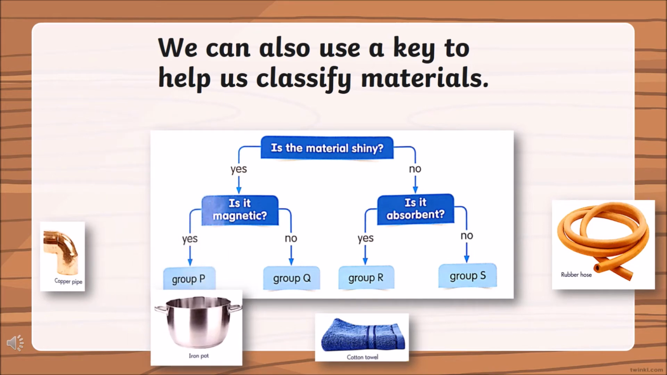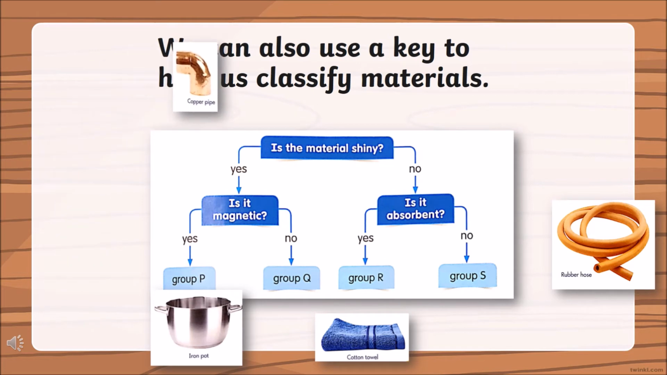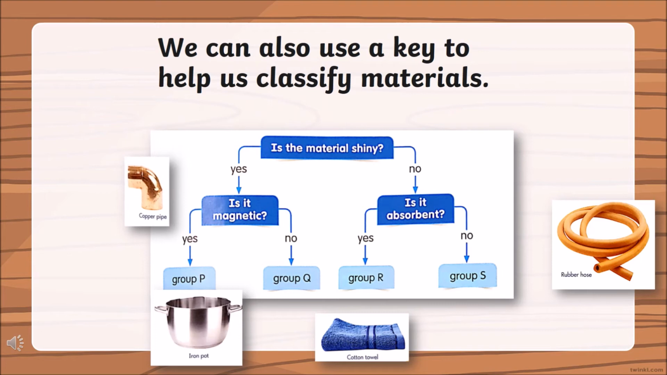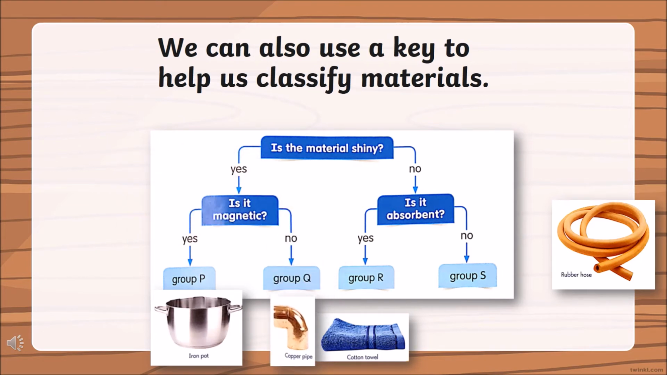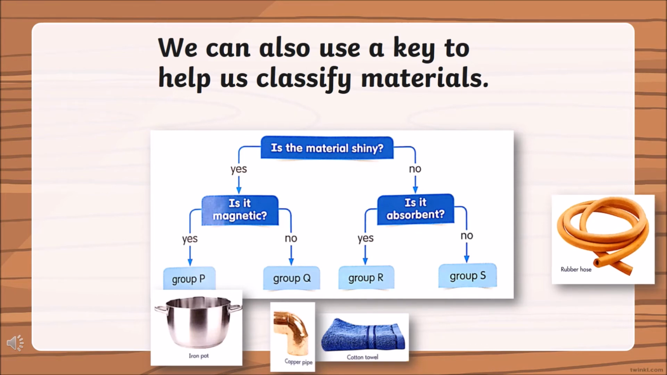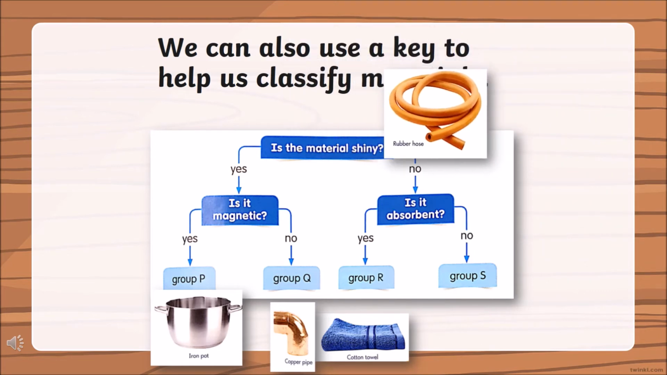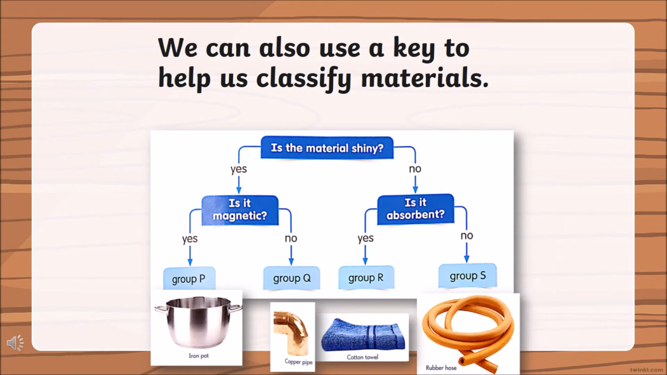The copper pipe, is the material shiny? Yes, it's beautiful. Red, shiny material. Is it magnetic? Nope. Copper is not magnetic, so we're going to take it down to group Q, which means we have the rubber hose. Is the material shiny? No. Is it absorbent? No. So, down to group S.